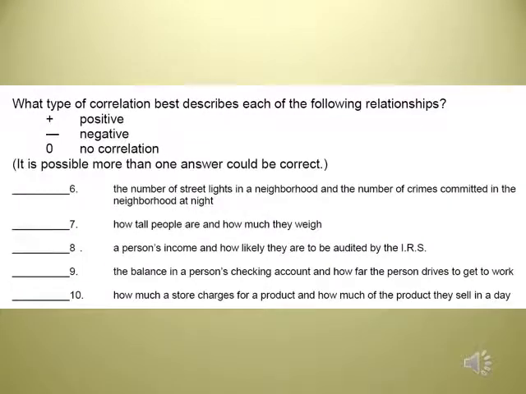Continue over on the next page, number 6, it talks about the number of street lights in a neighborhood and the number of crimes committed in that neighborhood at night.